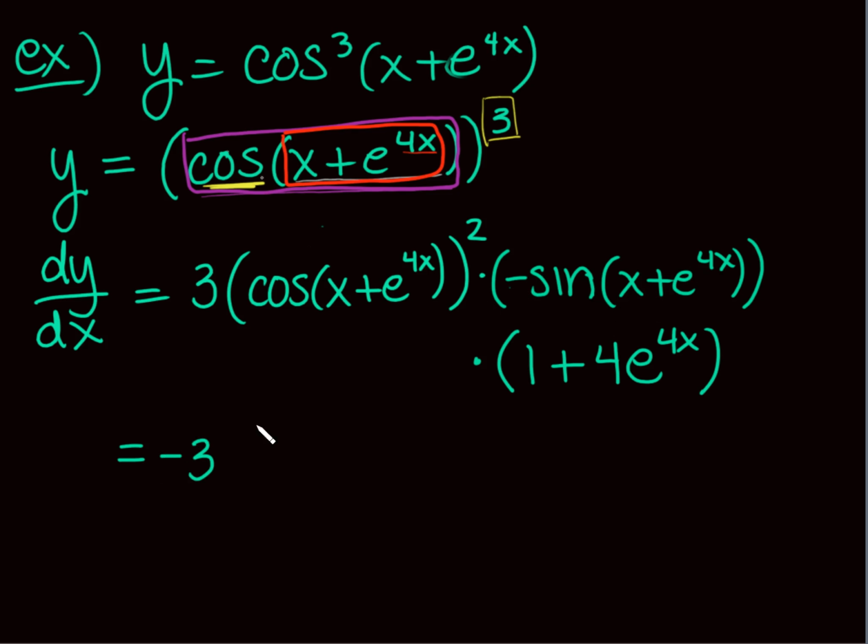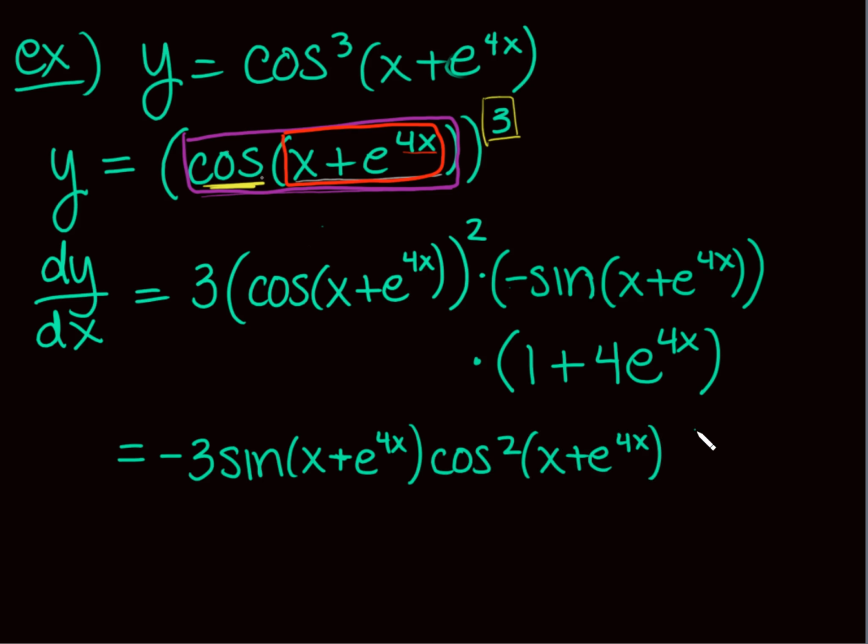So I'm going to put the negative out. This is going to be a negative 3. I'm going to put the sine first just because it's not being raised to anything. Sine of x plus e to the 4x. Then I have this guy squared, so that'll be cosine squared of x plus e to the 4x. And then this whole thing is being multiplied by 1 plus 4e to the 4x. I probably would have put that 1 plus 4e to the 4x in the front had I thought about it.